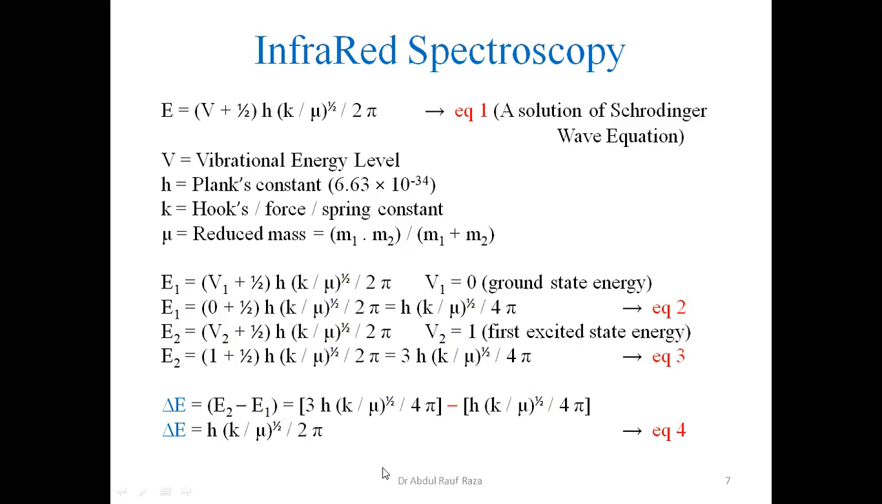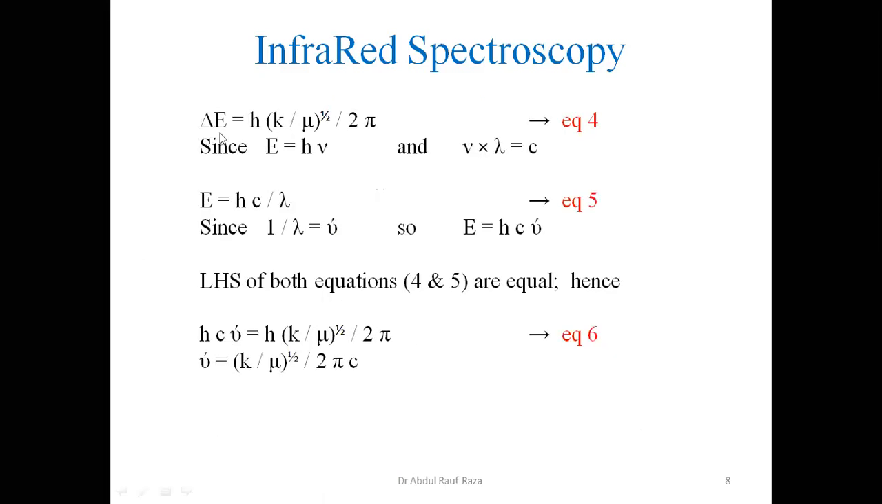So for any kind of allowed transition, selection rule V plus minus 1, in all cases, if it is emission, we shall have a negative sign here. But for absorption, we shall always have a positive sign here. This is the only difference. So we come to know delta E is equal to this one, energy.